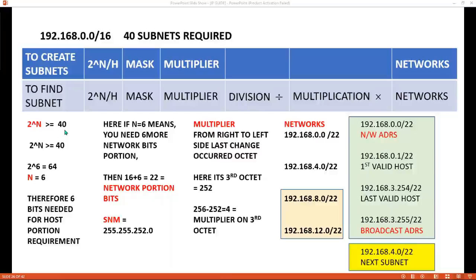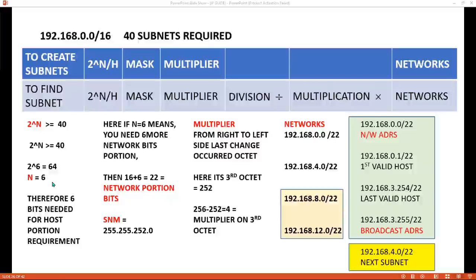You specify the 40 here. You don't need to add 2 here, okay? If they specify hosts per subnet, then you will add 2 to the 40. Now they are specifying only the subnets, so just add 40, okay? So 2 to the power n greater than or equal to 40 gives you 2 to the power 6, okay? So n is equal to 6 means you need 6 more network bits, okay?